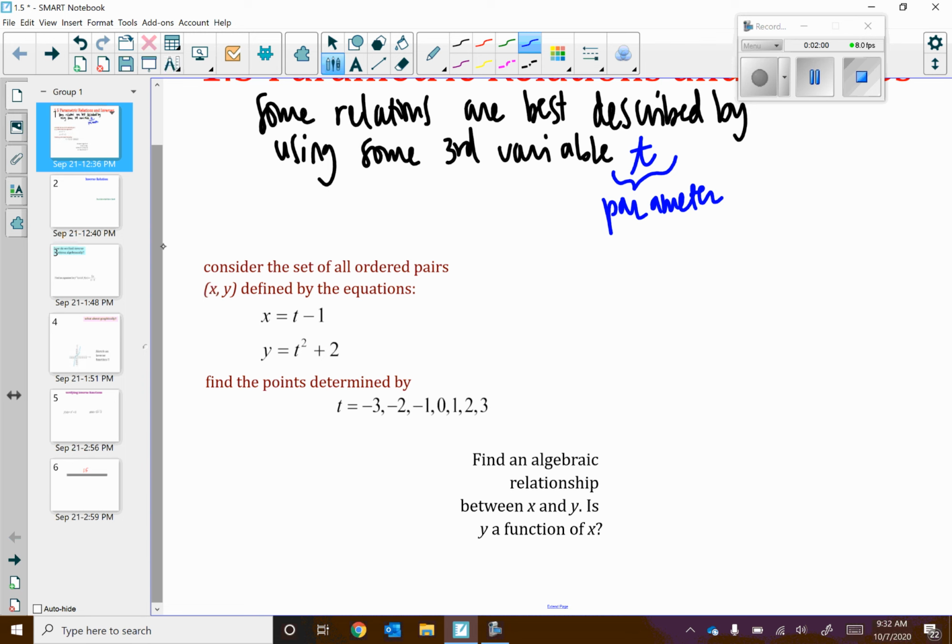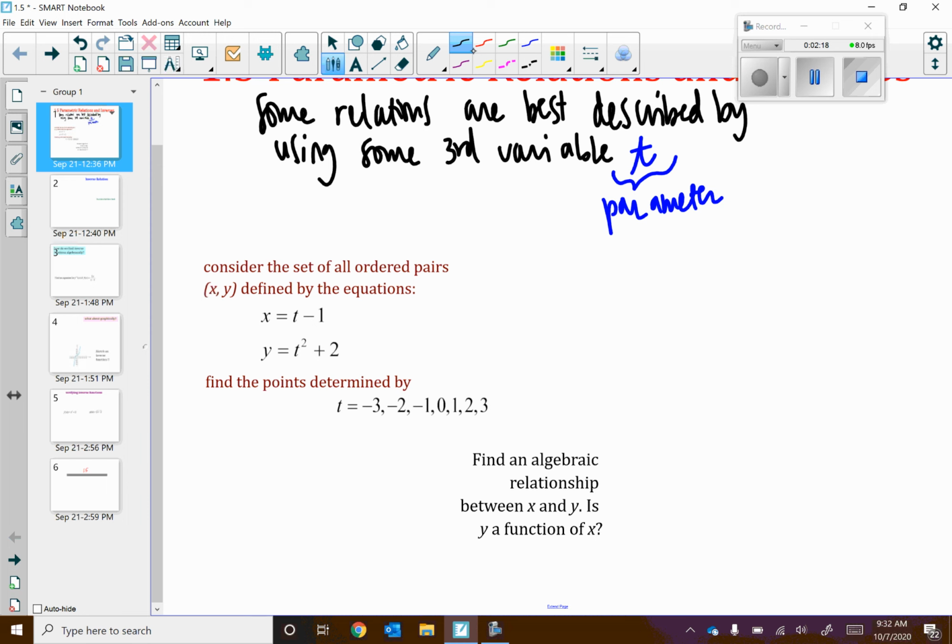We're going to do a real quick example, and I'm actually going to have you pause the video in a second, but consider the set of all ordered pairs x and y defined by the equations x is equal to t minus 1, and y is equal to t squared plus 1. It says find the points determined by t equals -3 through +3.